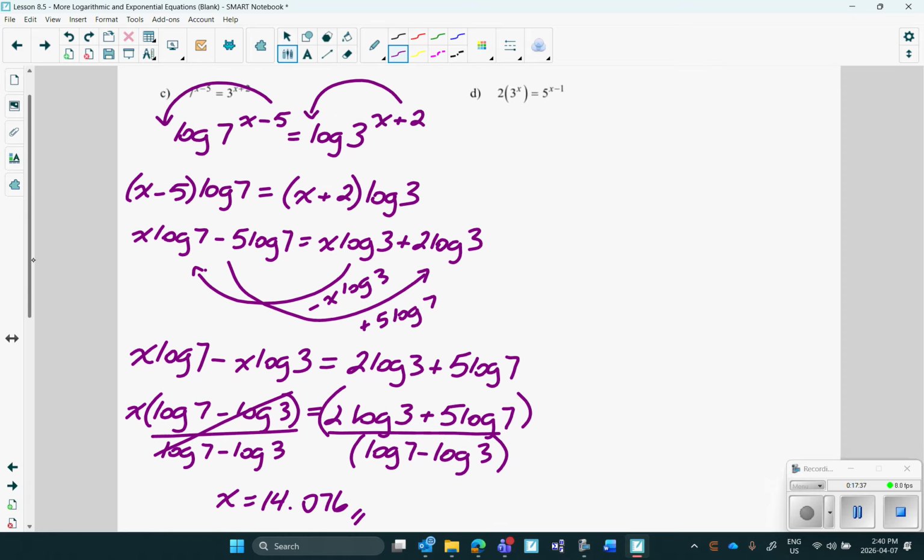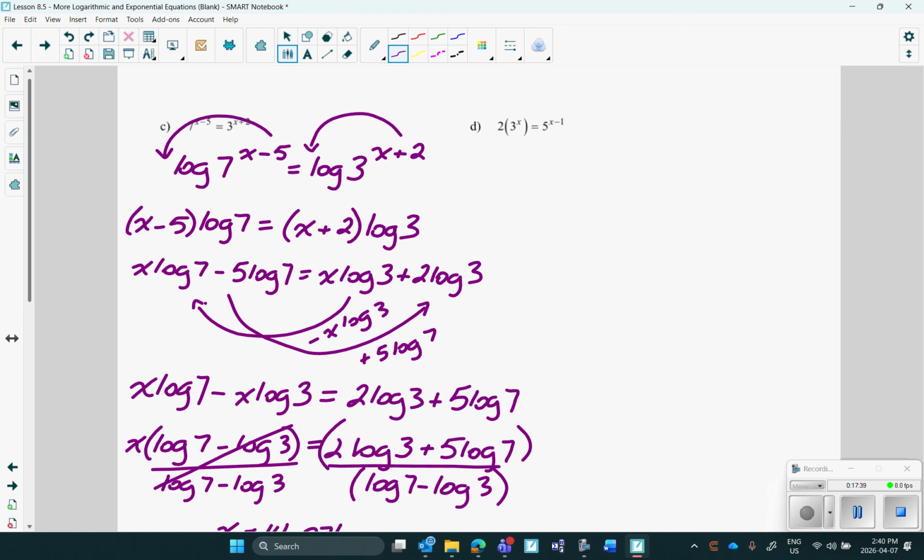Okay, this one is a little bit different. What's so different about this one? One of these things is not like the others. You guys, be quiet, please. Yeah, it's got that 2 in front. Well, we'll still do it the same way, on both sides.